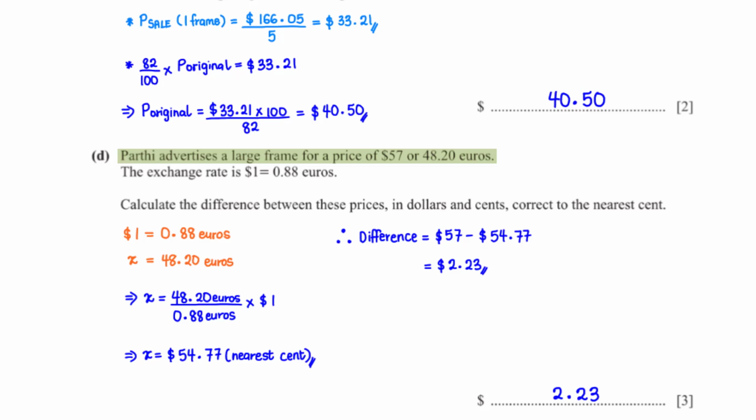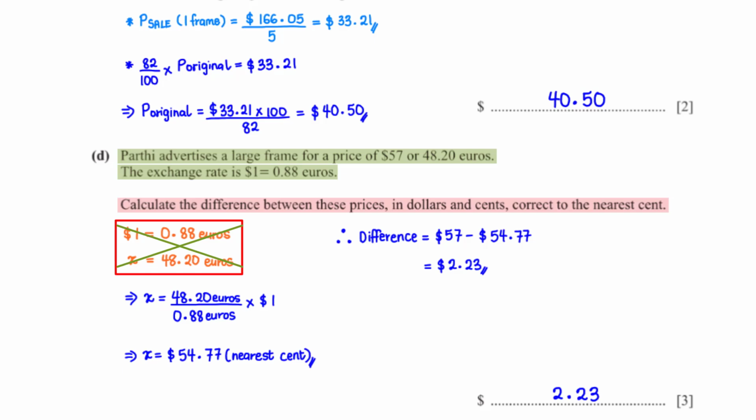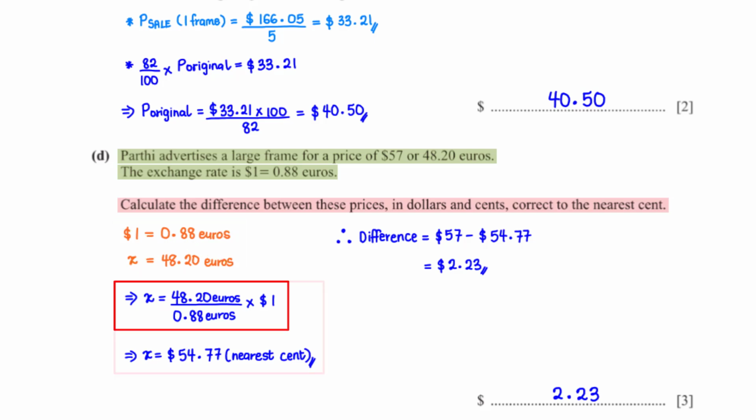Pathy advertises a large frame for a price of $57 or 48.20 euros. The exchange rate is $1 equals 0.88 euros. Calculate the difference between these prices in dollars and cents, correct to the nearest cent. We need to convert 48.20 euros to dollars, so we set up the conversion ratio. When we cross multiply and make x the subject, this is what we have, which is equal to $54.77 rounded to the nearest cent.